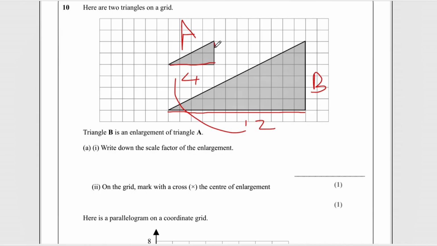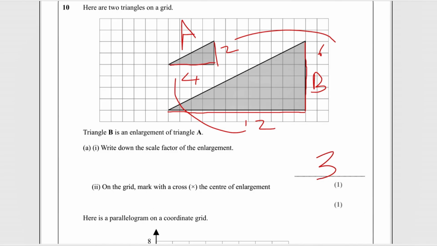Then if you like, you can count this side. This is 2 and this is going to be 8. 1, 2, 3, 4. Okay. So this is 2 and this is 1, 2, 3, 4, 5, 6. Yeah, this is 6 and this is 2. So 2 times what is 6? 2 times 3 is 6. That means the scale factor is 3. Okay. So the scale factor is 3.